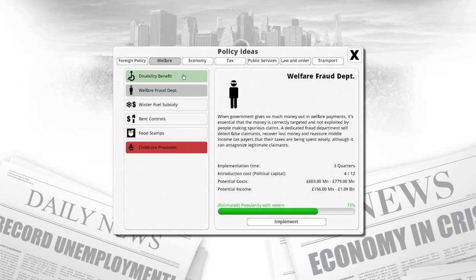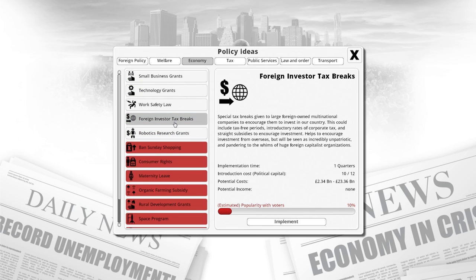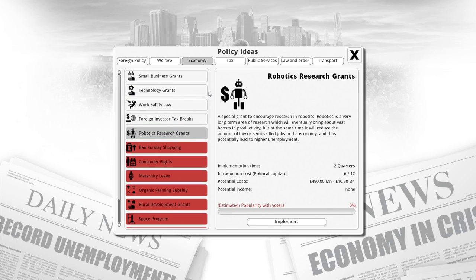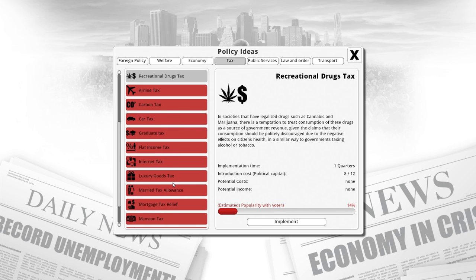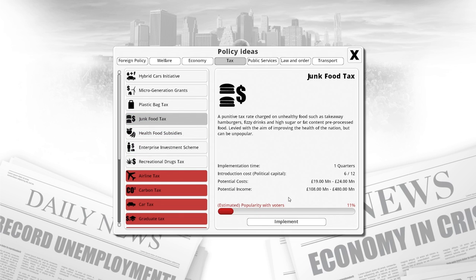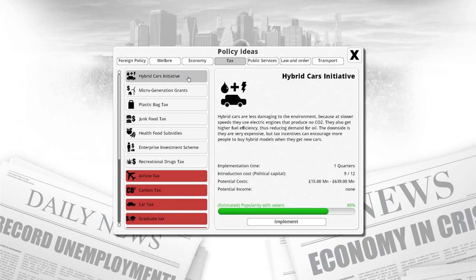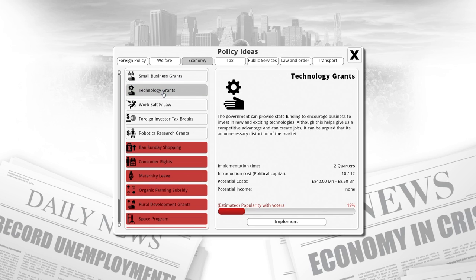See, these could all cost or make us money. What should we do? Technology grants? This stuff's kind of expensive. Foreign investor tax breaks. Robotics research grants. The difficulty about this stuff is that it's kind of hard to see what actual effects it's going to have. It's hard to tell. A junk food tax can actually cost potential income. They won't really like it though. Hybrid cars initiative. It's not going to change much. Small business grants.